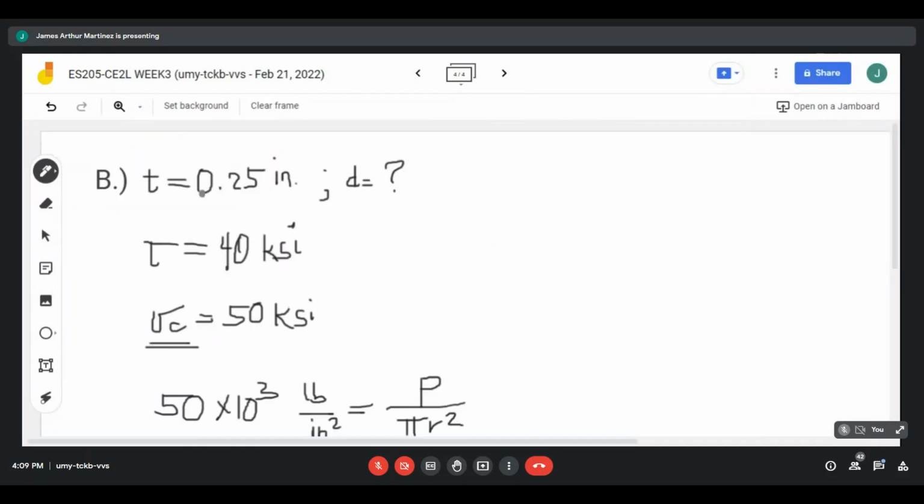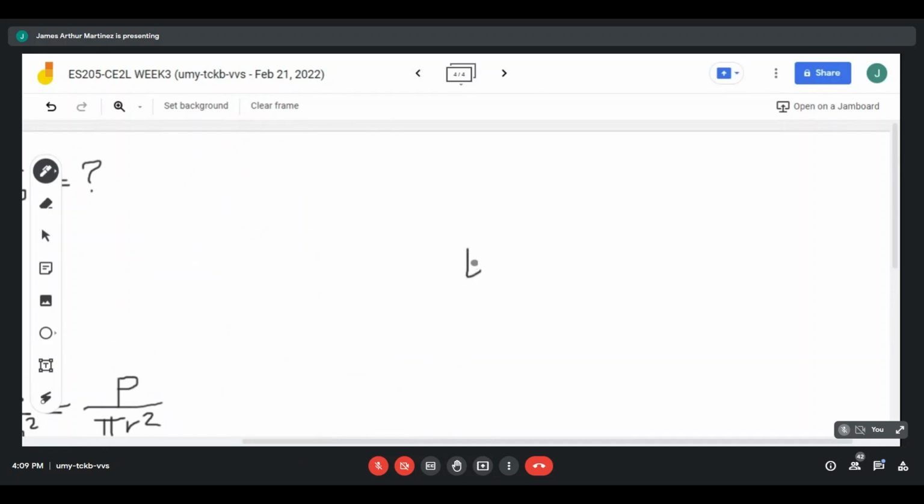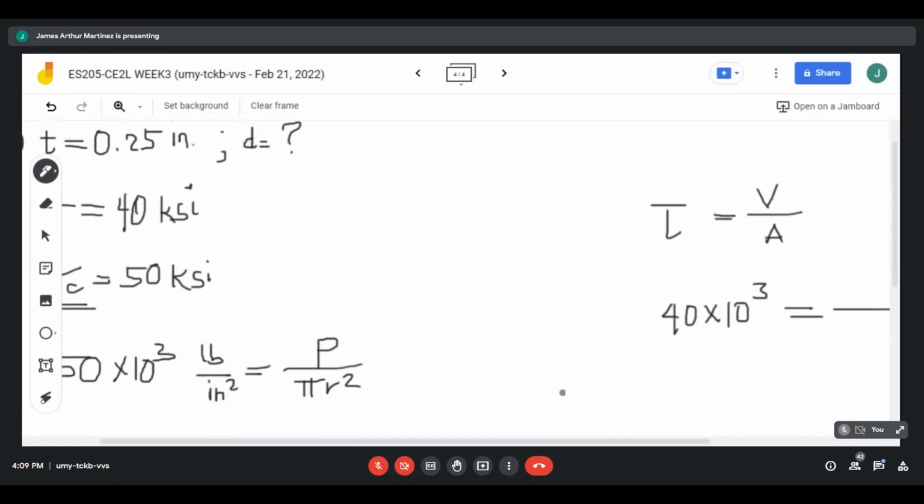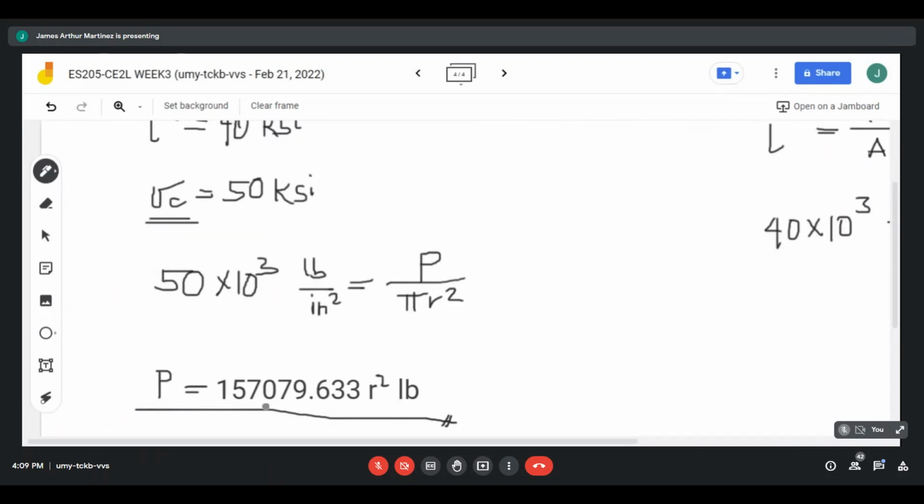The next step is to use the shear stress. Shear stress is equal to V over A, where shear stress is limited only to 40 ksi. So 40 times 10 to the power of 3 is equal to V, which is just our P. So how much is that?